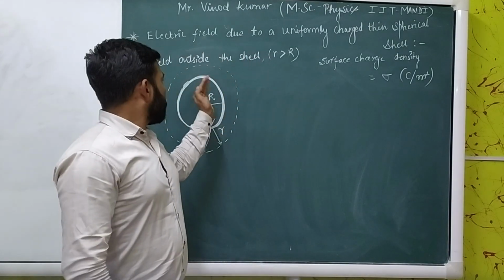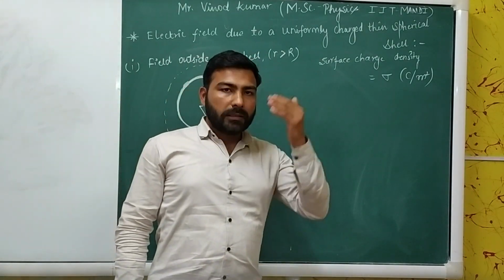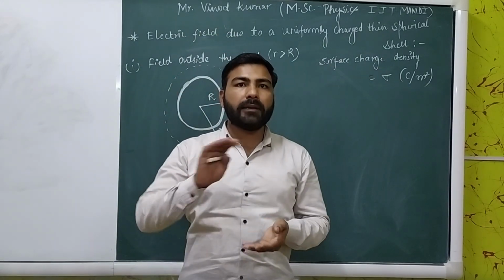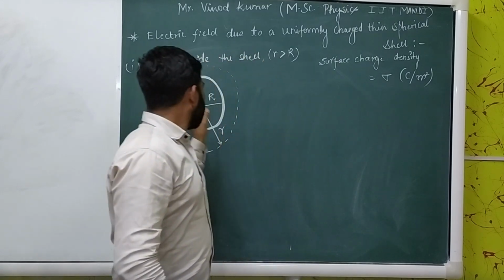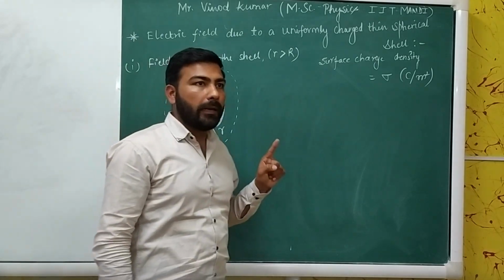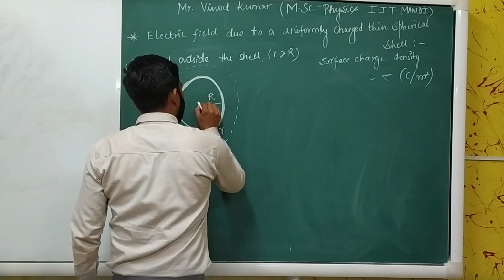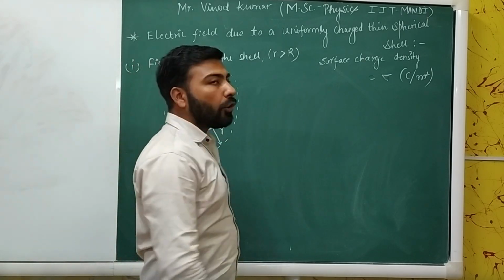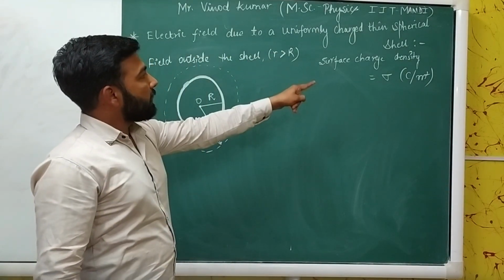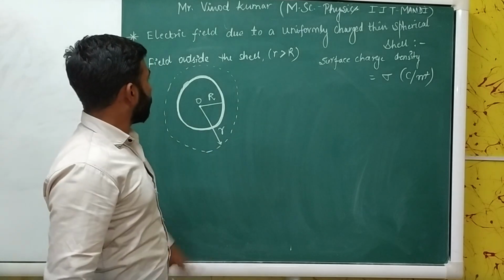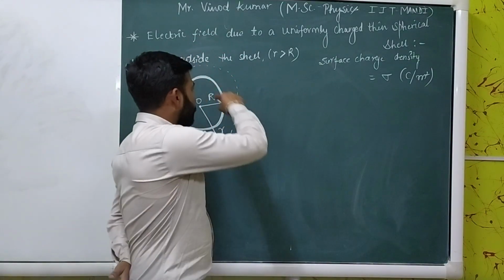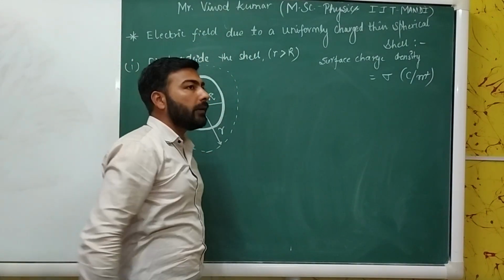That means the Gaussian spherical surface which we are taking is bigger than the spherical cell. And both the outer Gaussian surface and the spherical cell are concentric. That means they have the common center at O. Okay. Now, if the surface charge density is sigma, first of all we should know what is the charge enclosed by this outer Gaussian surface which we have assumed.